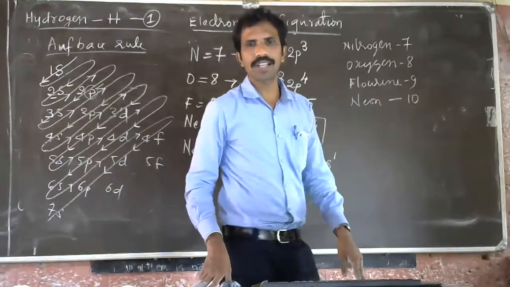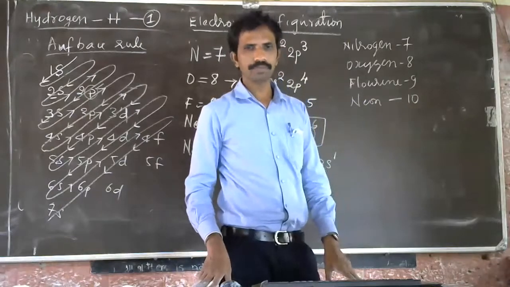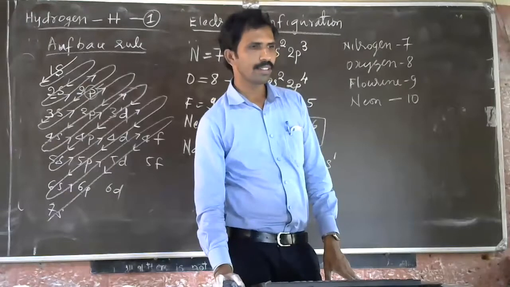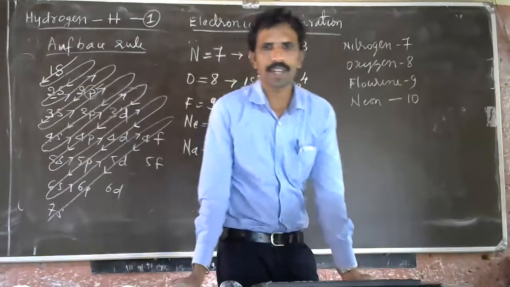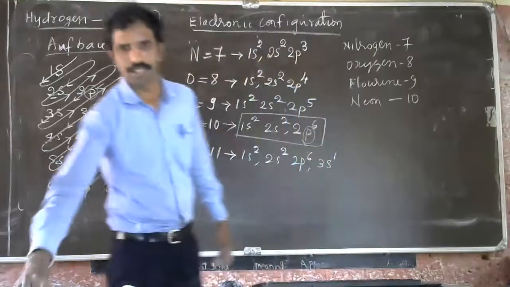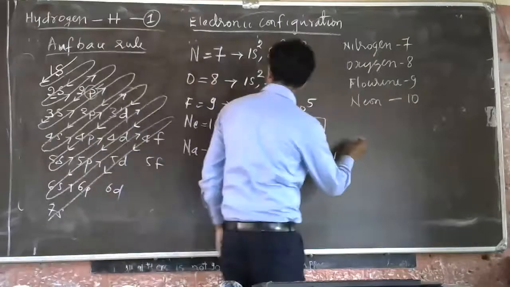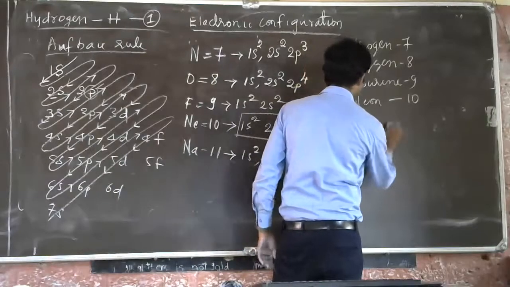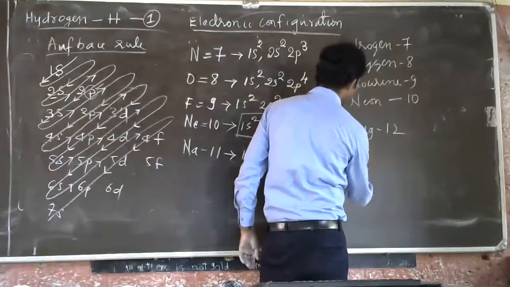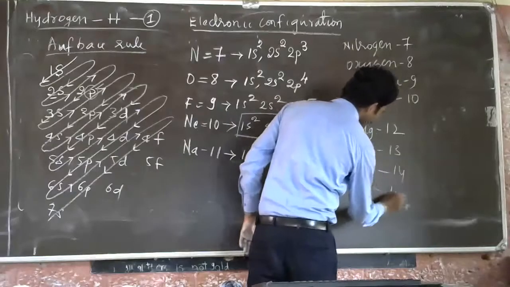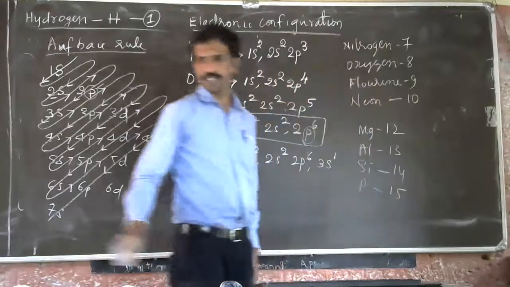If you still have doubt, please ask. Bhumika, have you written that? Now write it. Yes, sir. I'll give one next now. We'll write magnesium, atomic number 12, aluminum 13, silicon 14, and phosphorus 15. Write it.